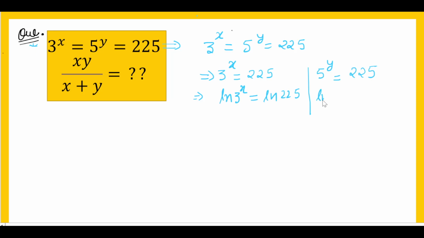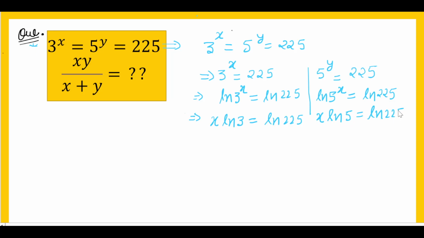Taking the same step here as well, ln 5 to power y is equal to ln 25. From here I can write it as x ln 3 is equal to ln 25, or here y ln 5 is equal to ln 25. By doing this we will get x equal to ln 25 on ln 3.